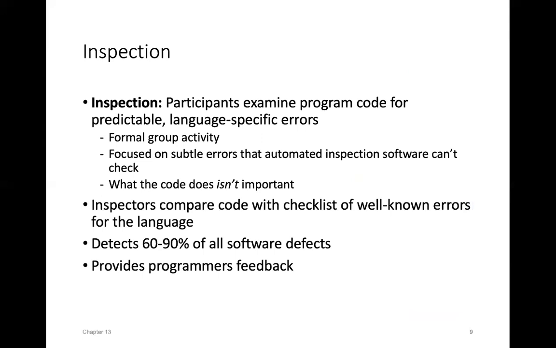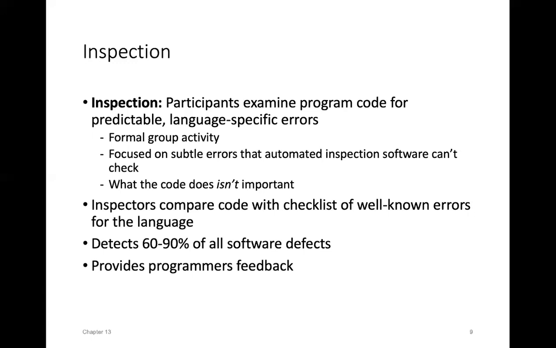So inspection, this is all manual, remember. Participants examine program code for predictable language-specific errors. We're looking at the software, we're looking at the code, okay? It's a formalized group process, looking for those subtle errors that automated inspection software probably wouldn't find. What the code does isn't actually that important, right? What we're looking to do is find well-known errors, yeah? And we're going to find up to 90% of all the software defects as a result of this formal manual inspection. And we're going to give this feedback back to our programmers.